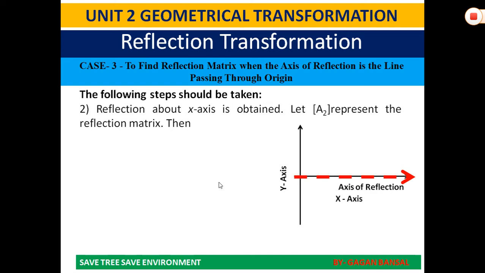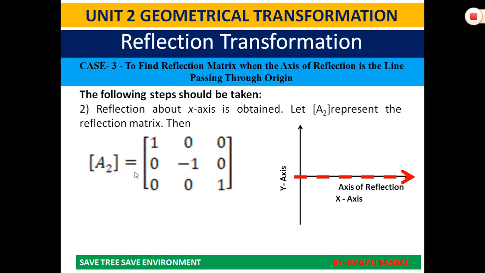Then we know that if A2 is the reflection matrix along the x-axis, it is 1 0 0, 0 minus 1 0, 0 0 1. That is, the x coordinates remain the same, whereas the y coordinates flip. So this is suppose P, and it becomes P dash.